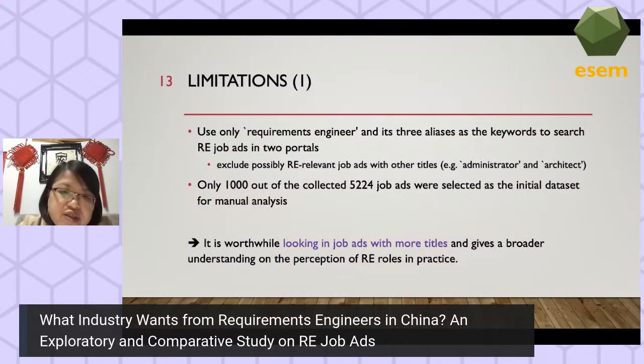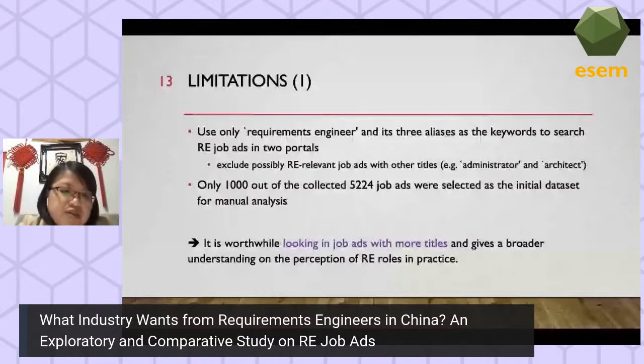Here are some limitations of our work. First, as we mentioned, we only use the requirements engineer and its three aliases as the keywords to do the automatic search. And we only select 1,000 job ads to form the initial data set for our manual analysis. So it was worth looking at job ads with more titles and giving a broad understanding of RE roles in practice.